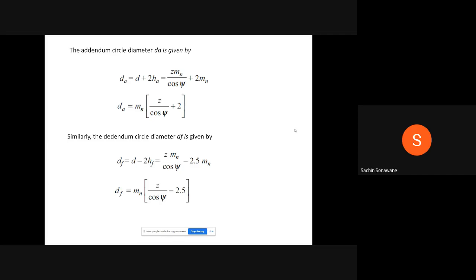Similarly, the dedendum circle diameter DF is given by DF is equal to D minus 2HF, which is equal to ZMn divided by cos psi minus 2.5 Mn. Therefore, DF is equal to Mn into bracket Z upon cos psi minus 2.5. Therefore, write down these two formulas, addendum circle diameter dA and dedendum circle diameter DF. Please write down. We have to use this while solving problems.